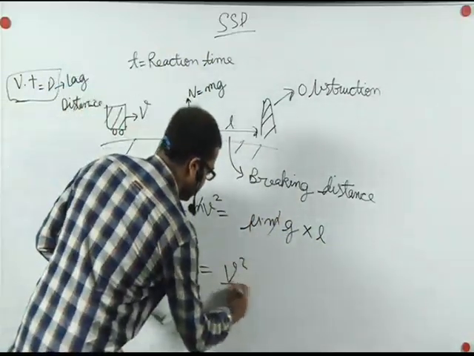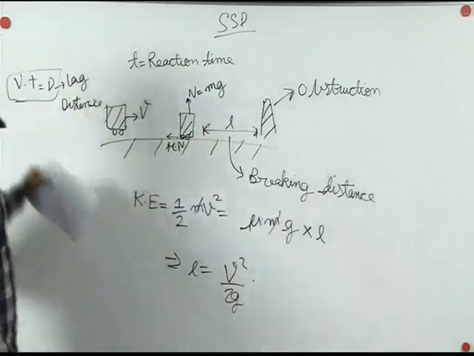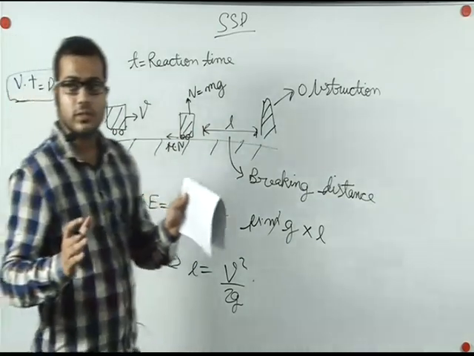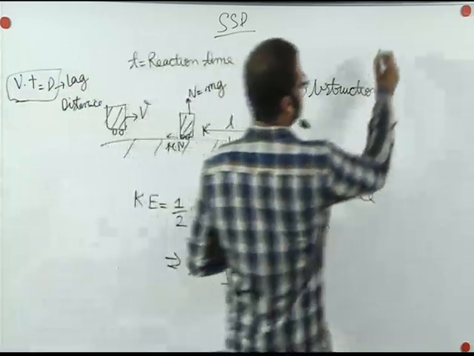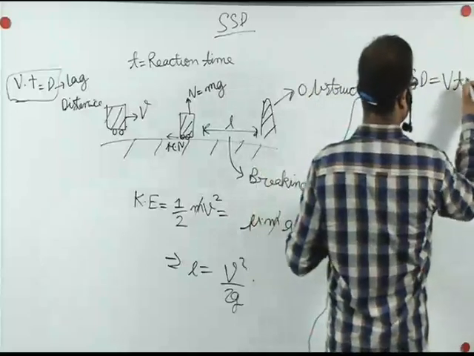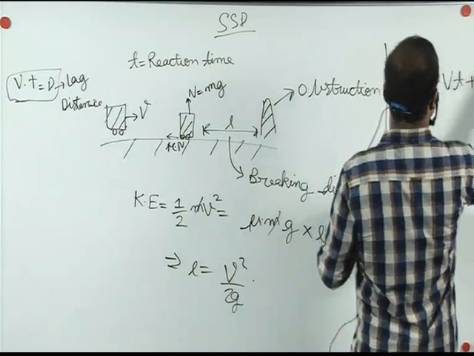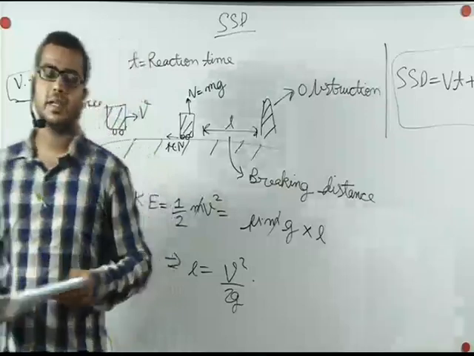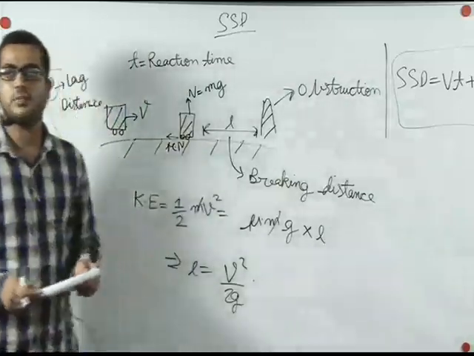V square by 2 mu g. So, L is the braking distance, and D is the lag distance, and when we add both, it will give us the stopping sight distance. So, in particular, stopping sight distance is Vt plus V square by 2 mu g. This is the derivation of stopping sight distance, and later on we will discuss some numericals.